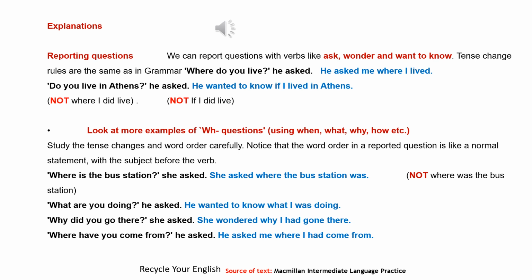Reporting questions. We can report questions with verbs like ask, wonder and want to know. Tense change rules are the same as in grammar. "Where do you live?" he asked. He asked me where I lived.